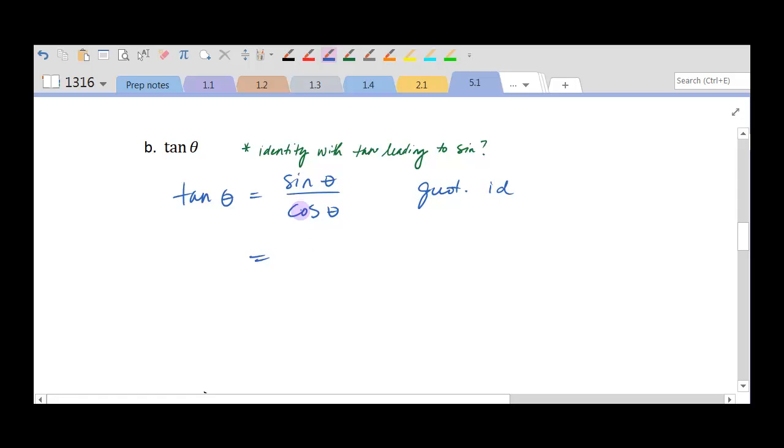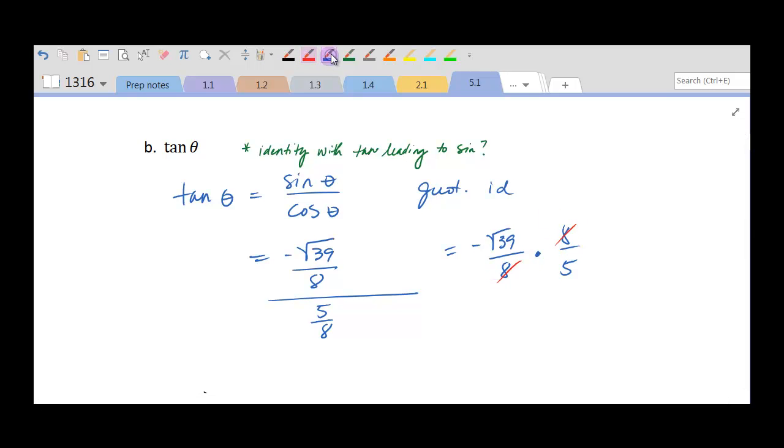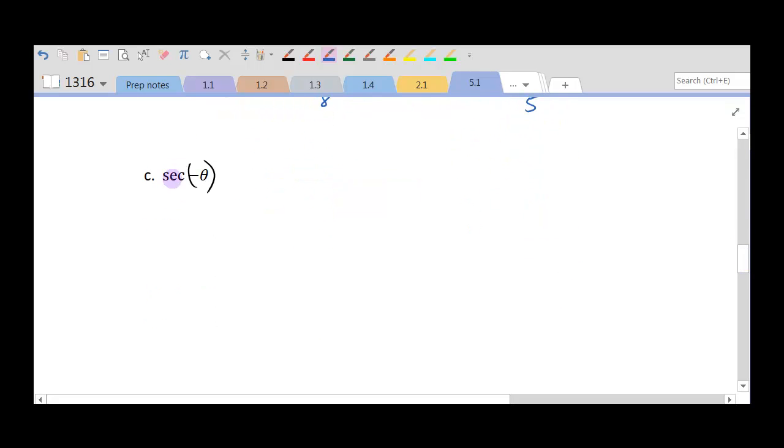When I replace sine theta with what I just calculated it to be, negative square root of 39 over 8, divided by cosine theta, which is 5/8, now all I need to do is simplify this. So when we divide fractions, we're actually multiplying by the reciprocal. So this is negative square root of 39 over 8 times the reciprocal, which is 8/5. You can see that these 8's are going to cancel out, leaving me with negative square root of 39 over 5. So I also want to ask myself, in quadrant 4, is tangent negative? And yes, it is.